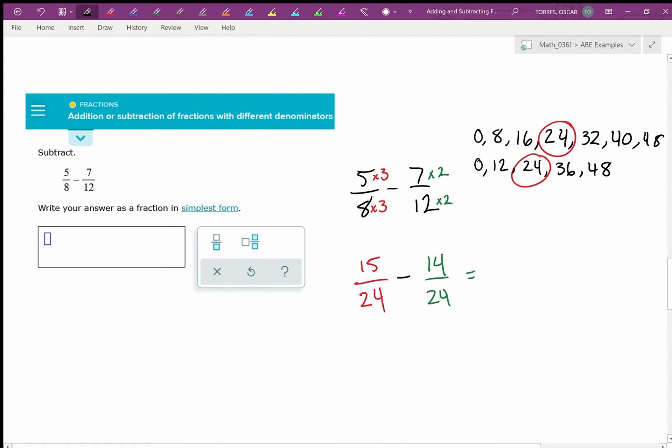So now we can copy down the denominator. It's going to be a 24. And we can do the subtraction in this case, 15 minus 14. That would be a 1. So we end up getting 1 over 24.